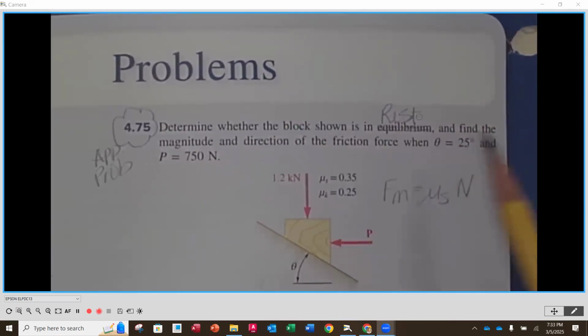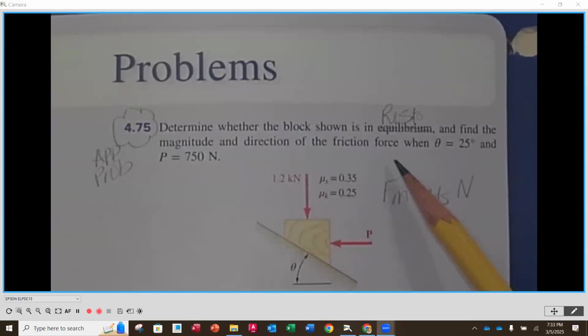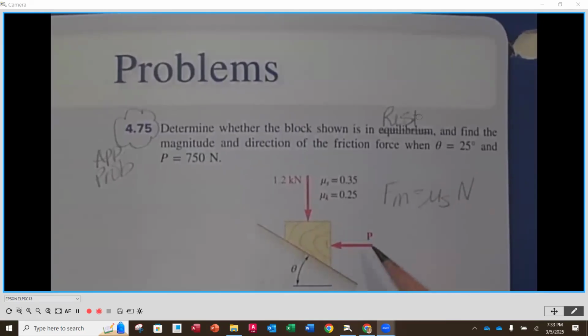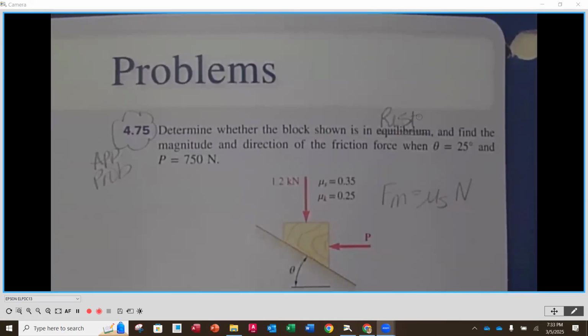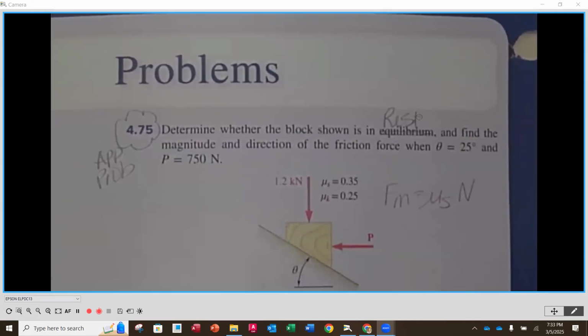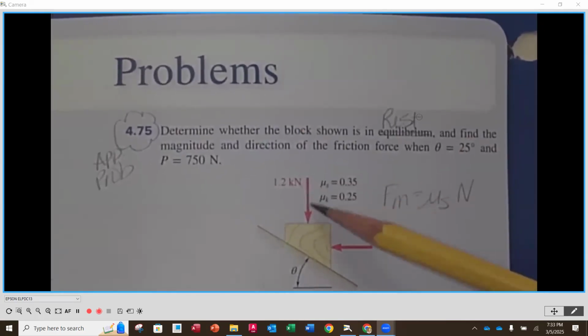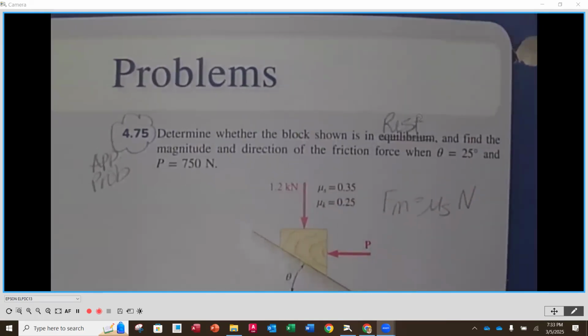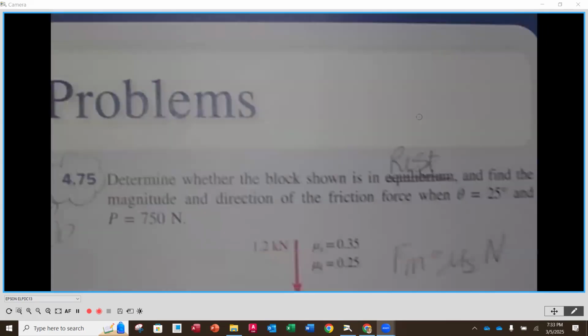And they also want us to find the magnitude and the direction of the friction force when theta is equal to 25 degrees and that pushing force P is 750. Okay, so we've got this block on this incline. They're telling us that we do have a weight of this block of 1.2 kilonewtons. So we're going to create the free body diagram.